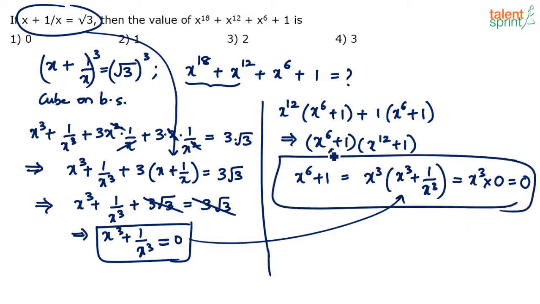If x power 6 plus 1 equals 0 is substituted here, what do we get? 0 into anything is 0. So your final answer comes out to be what? 0 into x power 12 plus 1, which is 0. Please do not go by the length of the explanation. Answer is option 1, 0 here.